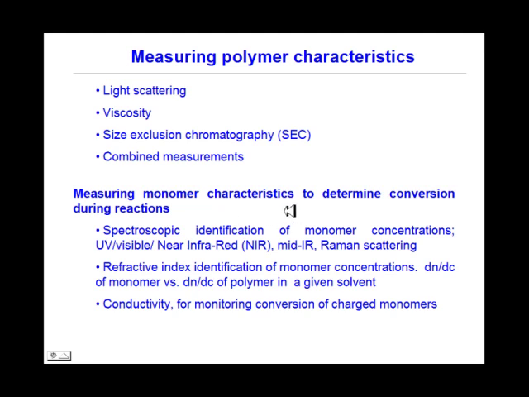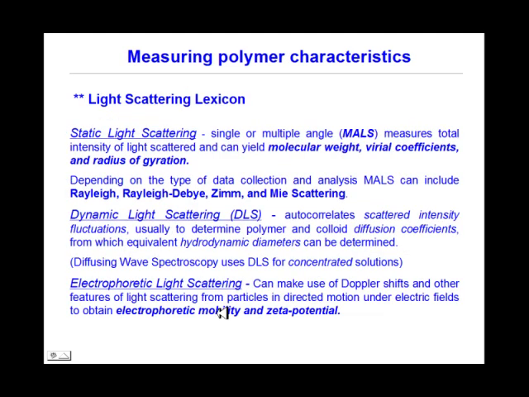Measuring monomer characteristics to determine conversion during the reaction involves spectroscopic identification of monomer concentration by UV, Vis, near-infrared, mid-IR, or Raman scattering. Another technique is using refractive index identification of monomer concentrations. Conductivity for monitoring conversion of the charged monomers.